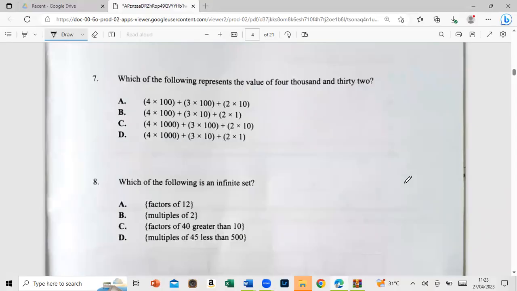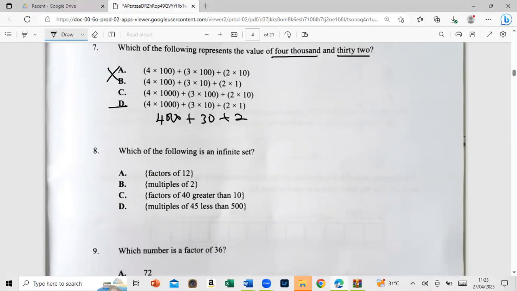Which of the following represents the value of 4,032? So if we multiply this, we get 4. We can eliminate these because these are hundreds, right? This one, let's try the last one. Let's just give you 4,000. 4 times 1,000 plus that gives you 30, and then times 2, so it gives you 2. So this would be D.